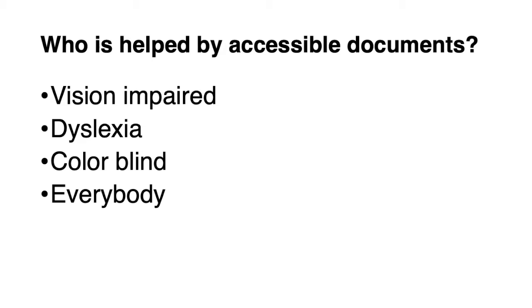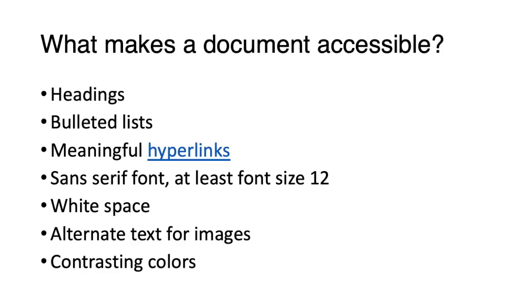So how can you create an accessible document? Here are some things that you can do to make your documents more accessible. Use clear headings that describe what is contained in that body of text. Use bulleted lists. Use meaningful hyperlinks which describe in the link what is being linked to.